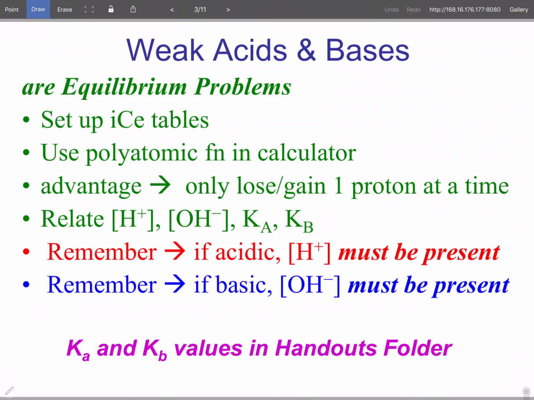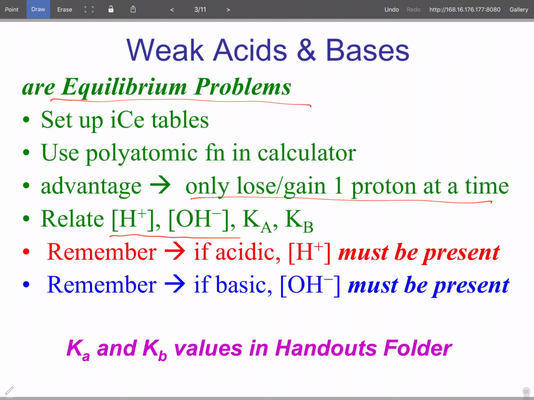Okay, these are weak acid-base problems. They are strictly equilibrium problems. So you're going to set up an ICE table. You'll use the polynomial function in your calculator, the polyfunction, the quadratic, the solver, whichever one it is. The advantage to the weak acids and weak bases, unlike the Ksps or any of the other ones, is you're only going to lose or gain one proton at a time. So as we work problems, it's only one proton.